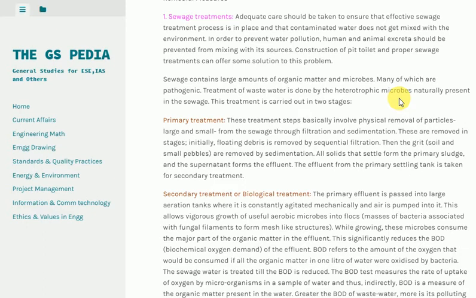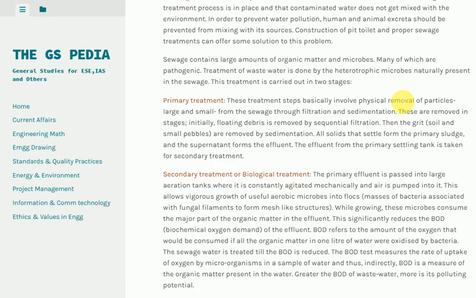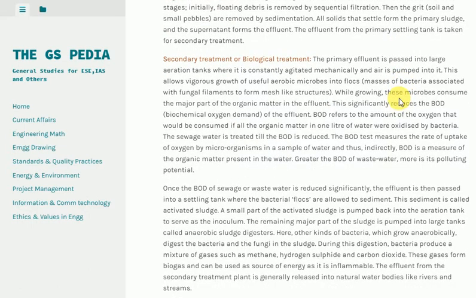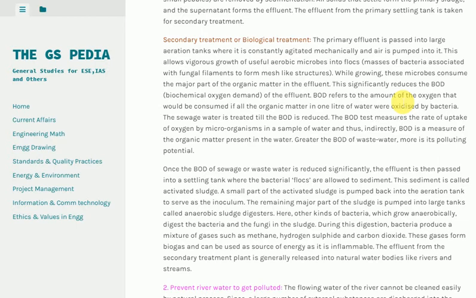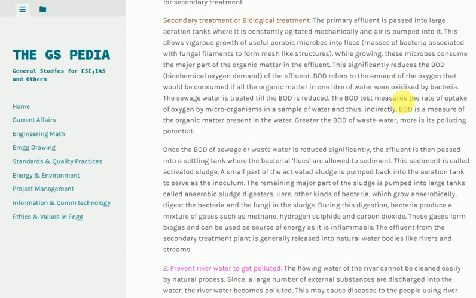The remaining major part of the sludge is pumped into large tanks called anaerobic sludge digesters. Here, other kinds of bacteria, which grow anaerobically, digest the bacteria and the fungi in the sludge. During this digestion, bacteria produce a mixture of gases such as methane, hydrogen sulfide and carbon dioxide. These gases form biogas and can be used as a source of energy as it is inflammable. The effluent from the secondary treatment plant is generally released into natural water bodies like rivers and streams.